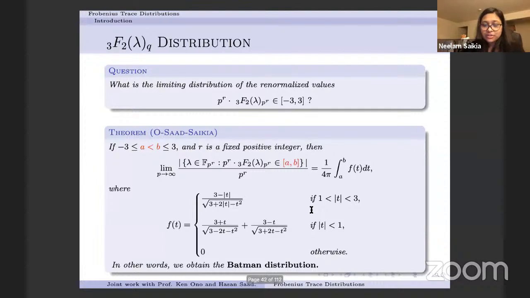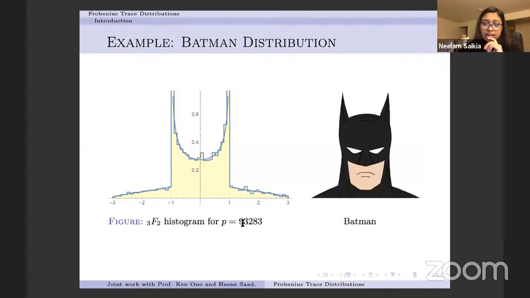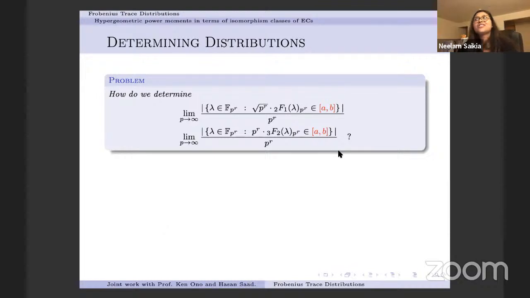So this looks like a Batman distribution. Why do we call this Batman? It will be clear from our next picture. If we consider the histogram for these 3F2 values up to primes 93,283, then it looks like a Batman. That's why we call this a Batman distribution. So now our problem is to find the distributions of these two functions.